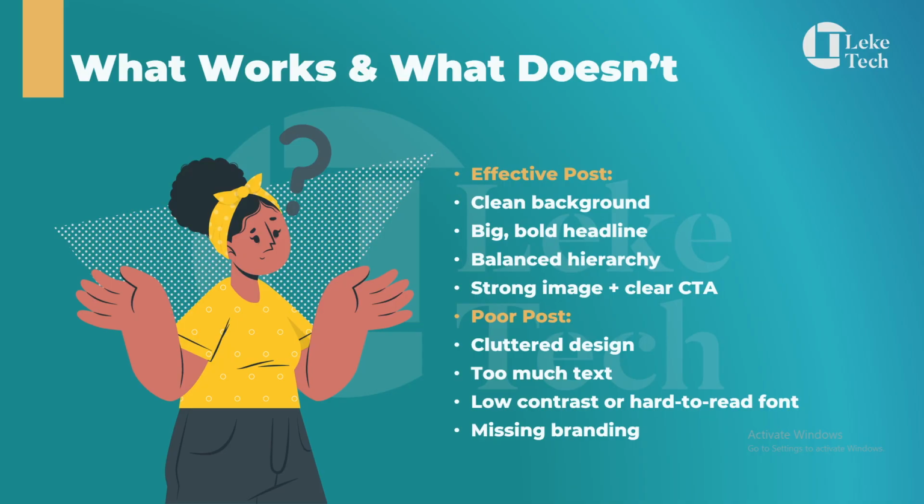So what works and what doesn't work when it comes to design? An effective post should have a clean background and a big bold headline. Make sure the headline is bold and visible. Your headline cannot be the same size as your body. Balance hierarchy. Talk about a visual hierarchy. There must be a balanced hierarchy, so the user should flow easily across your design. The user shouldn't be struggling to understand what you're trying to communicate with your design. You should be able to flow easily from the title to the footer, where you have your contact information.